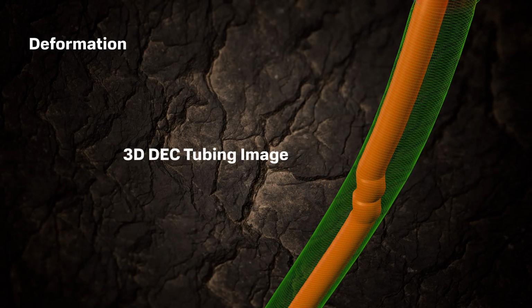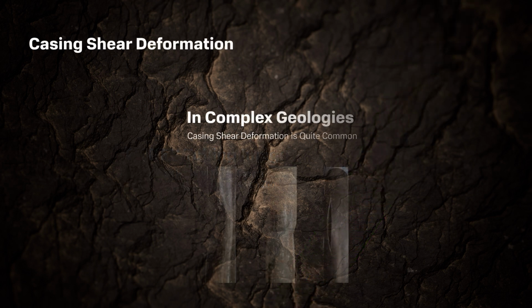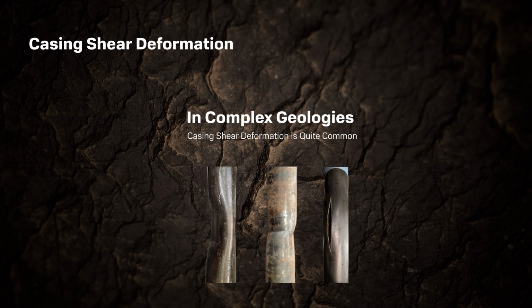The DEC 3D tubing image shows slight tubing buckling in the casing from high side to low side, just below the casing deformation zone. In complex geologies, casing shear deformation is quite common and can present serious well integrity risks over the life of the well.